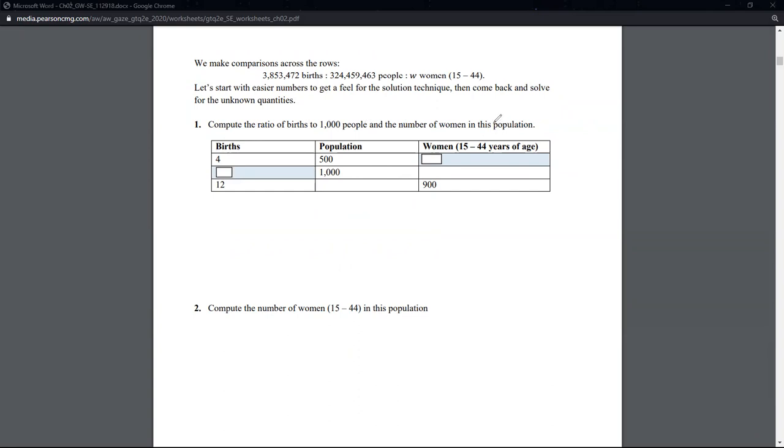So the first one is going to be the births per 1,000. The second one's the number of women in this population. So this second question actually goes down here, just FYI. So question 1, compute the ratio of births to 1,000 people. Well, this right here is a column for births, and we're comparing it to the 1,000 people. So this is what we're answering for number 1. We need that blank.